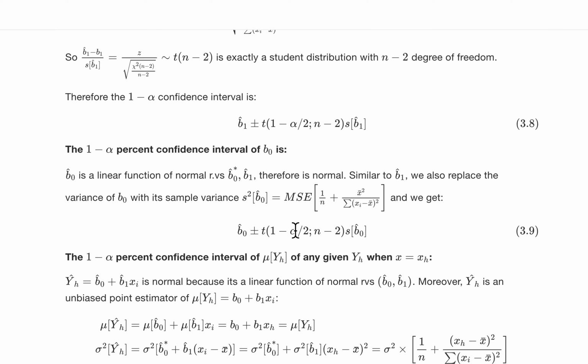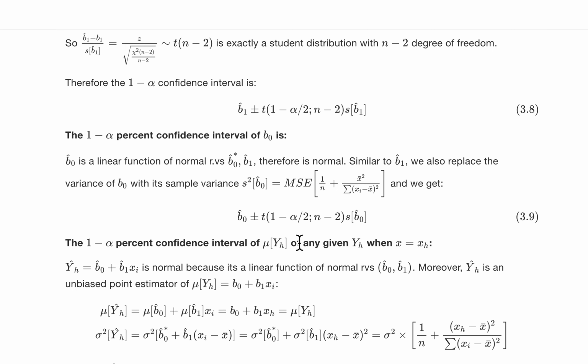And for B0, it's pretty much the same calculation. So it's also a t distribution with n-2 degrees of freedom, and that's the confidence interval for B0.